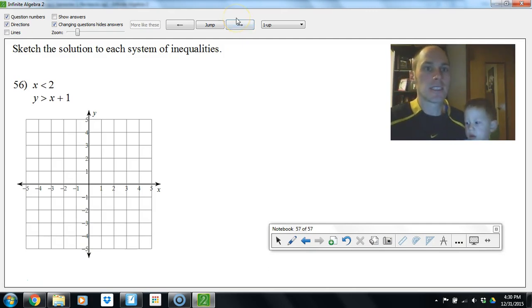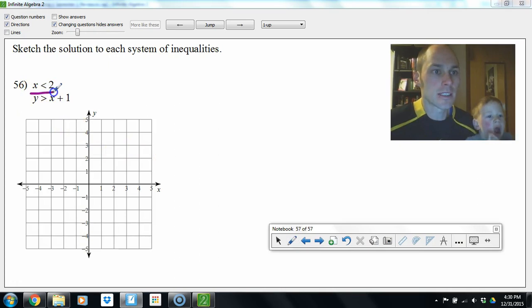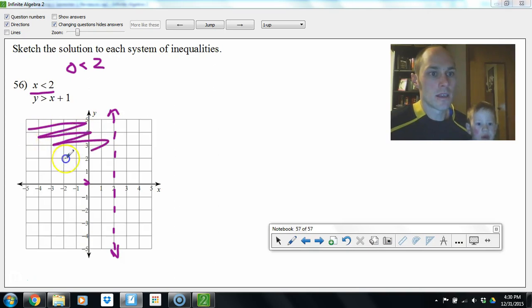Let's sketch the system of inequalities. So let's graph both of those. The first one, x less than 2. Remember that goes through the x-axis at 2. It's a vertical line. Remember it's dashed because it's less than, not or equal to. You could choose a test point, 0, 0. Is 0 less than 2? Yes, it sure is. So I'm going to end up shading this way.